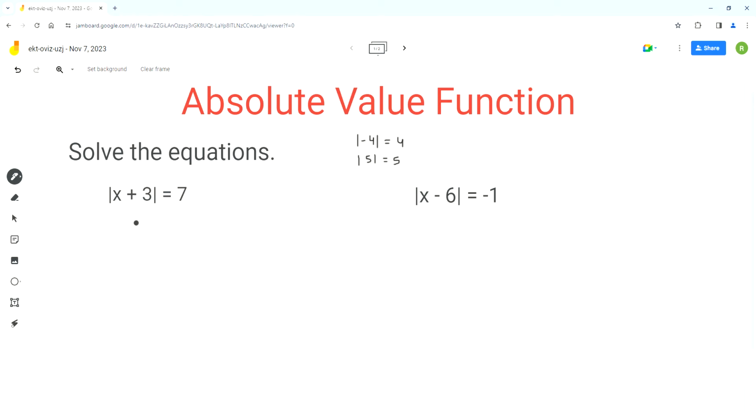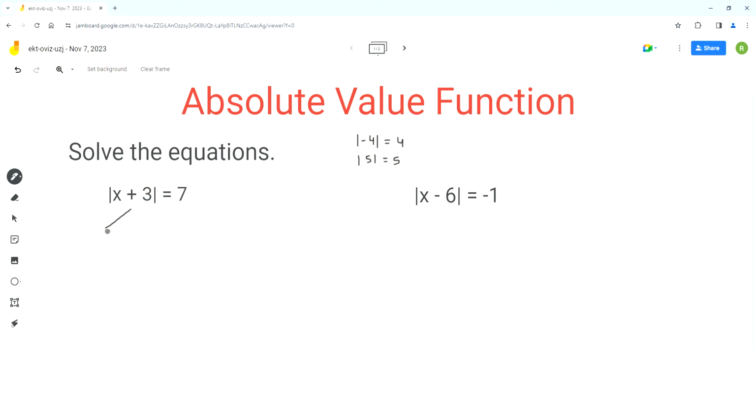Now in this first equation on the left side, we have to solve for the variable x, because in an equation we have to solve for the variable. In this absolute value equation, we are given the expression x plus 3 between these absolute value bars, and the value of this expression is equal to 7. So we have to solve this equation by isolating x. In order to do that, we have to get rid of these absolute value bars, and for that we'll break down this equation into two cases.